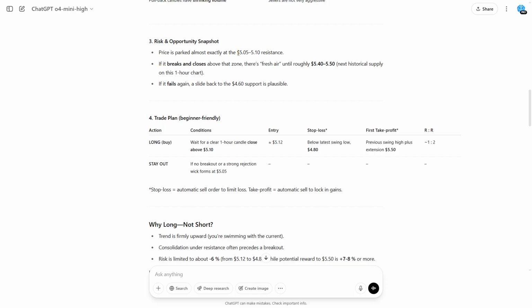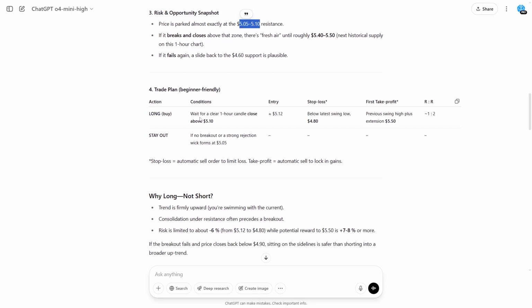It says price is parked almost exactly at the 505. If this breaks and closes above, we could move higher. It actually tells us our trade plan. It says stay out if there's no breakout or a strong rejection and a wick forms at 505. It does say, wait for a clear 1 hour candle close above 510 and then go long. Put your stop loss at $4.80. Put your take profit at $5.50 with a risk to reward ratio of 1 to 2.